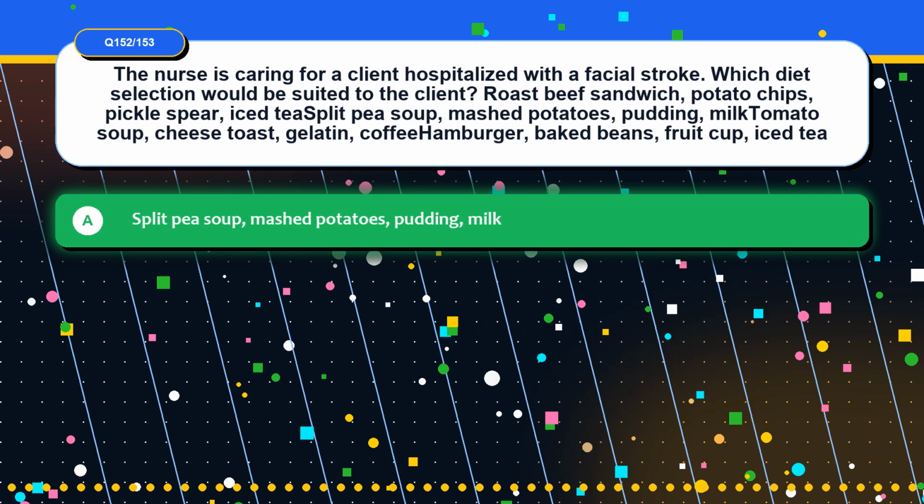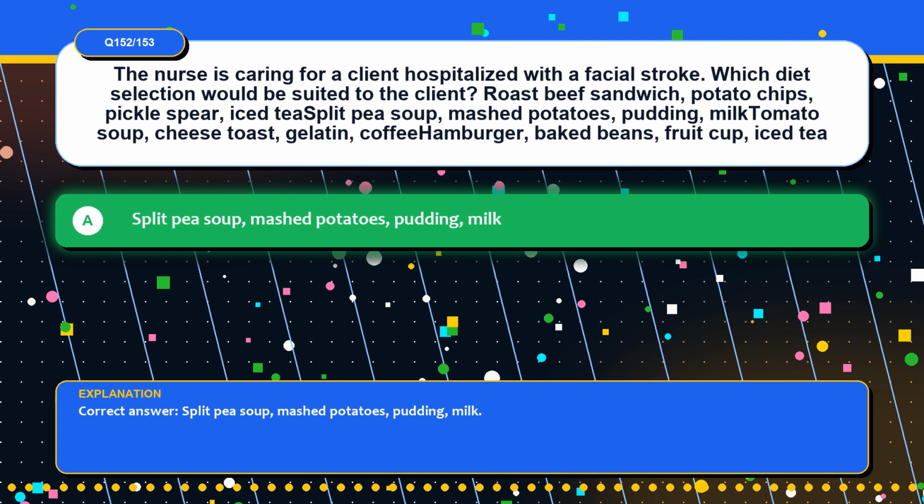The correct answer is option A. Split pea soup, mashed potatoes, pudding, milk. Correct answer.